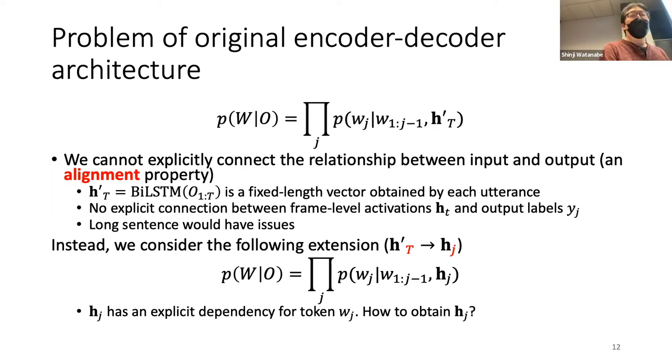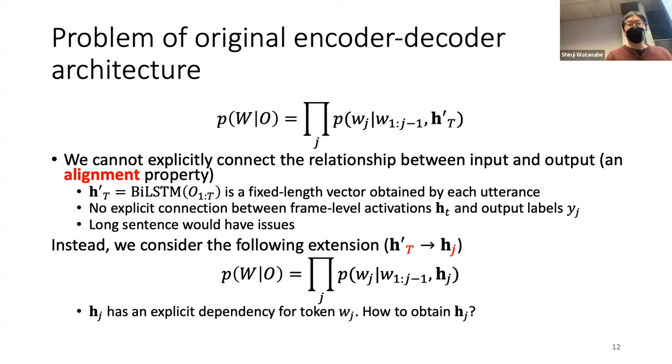And the next generation of the encoder decoder architecture tries to solve this problem of the alignment property. And how to do it is that we try to get some condition of the hidden state vector. But again, if this depends on the time t, we cannot factorize it well.